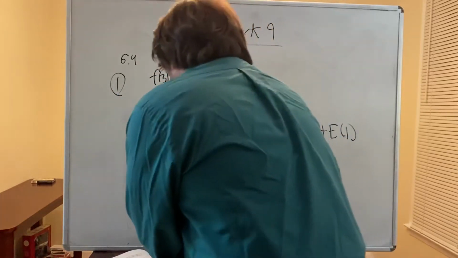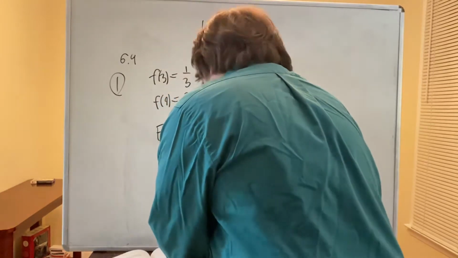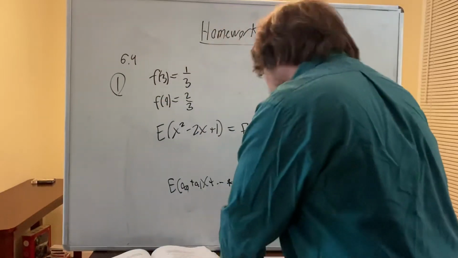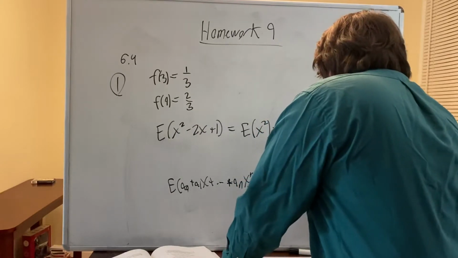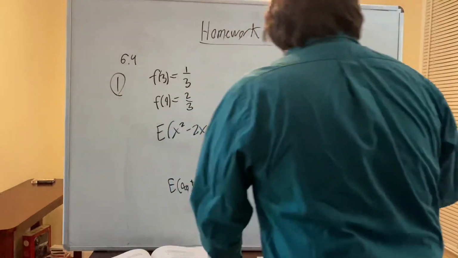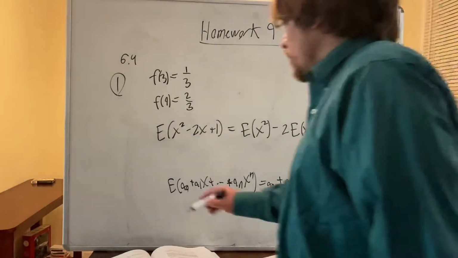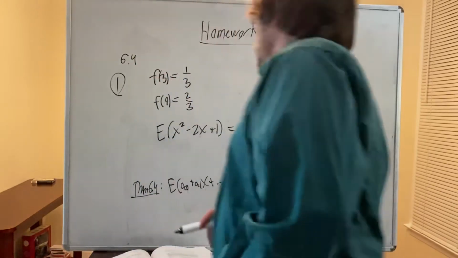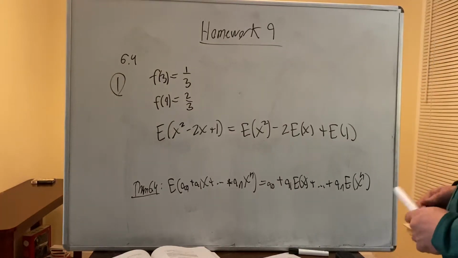Okay, so theorem 6.4 says E of a sub 0 plus a sub 1 X plus dot dot dot plus a sub n X to the n is equal to a sub 0 plus a sub 1 E of X plus dot dot dot plus a sub n E of X to the n. Okay, so that's theorem 6.4, and so we apply it here.